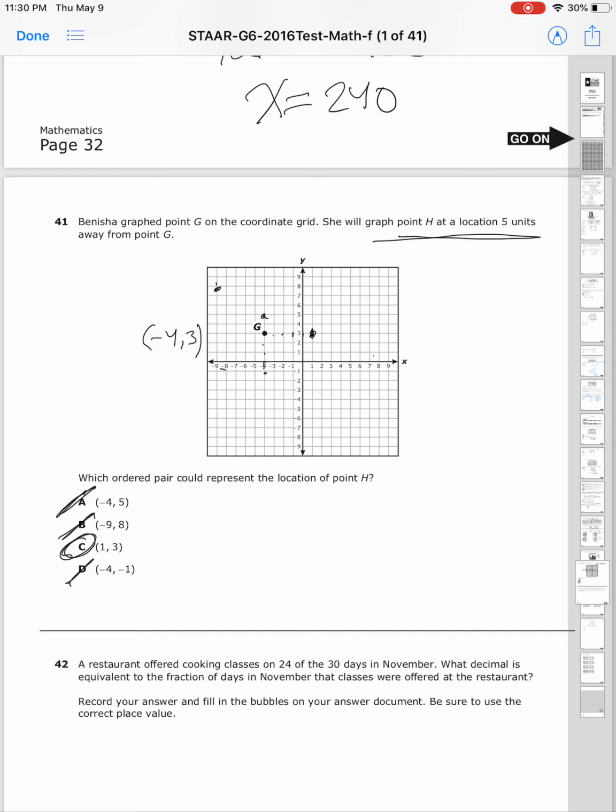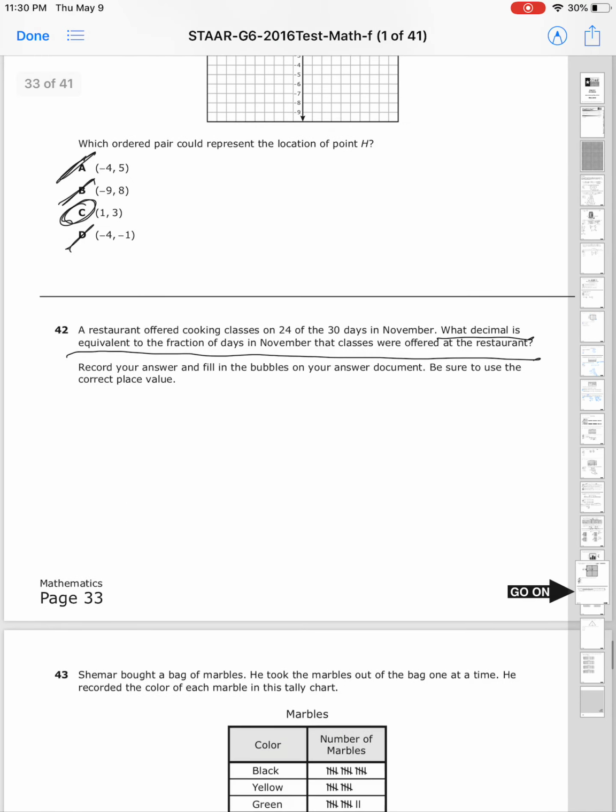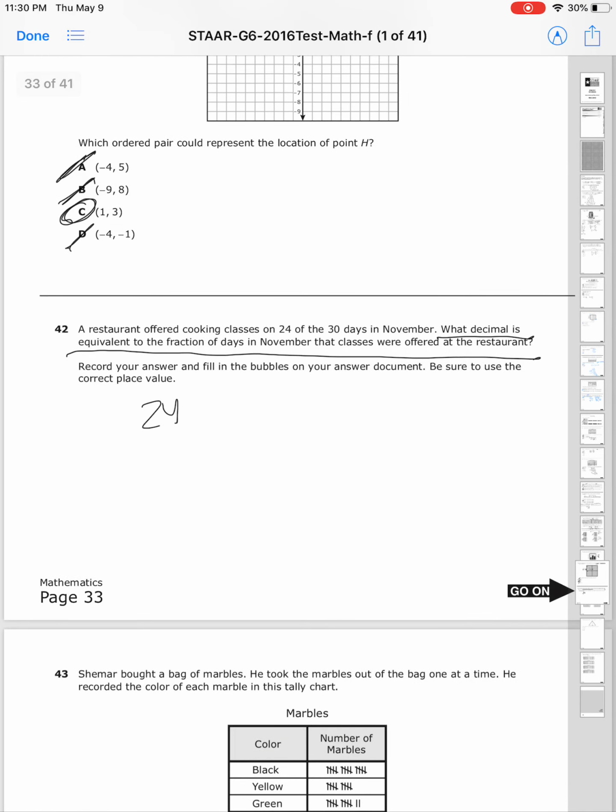Okay, number 42. A restaurant offered cooking classes on 24 of the 30 days in November. What decimal is equivalent? So we're trying to find the decimal that's equivalent to the fraction of days in November. So we know that a restaurant offers cooking classes on 24 of the 30 days. So 24 is our part, and 30 is our whole.